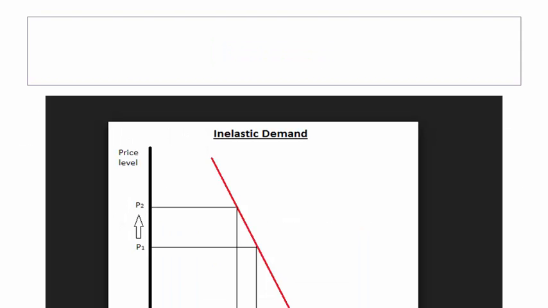Oh, sorry guys, I stuck this slide in there. This is a little different from what the text has. We're not going to have this on the test, but I wanted to get this idea out there of inelastic demand, because there are some items that we're going to have no matter what the price.